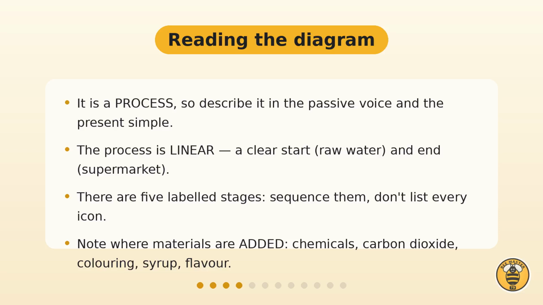Before writing, notice 4 things. 1. It is a process, so we use the passive voice and present simple. 2. It is linear with a clear beginning and end. 3. There are 5 labeled stages to sequence. And 4. Note where materials are added along the way.